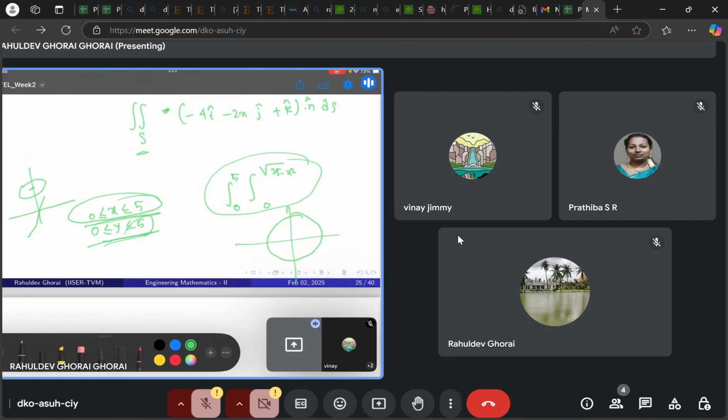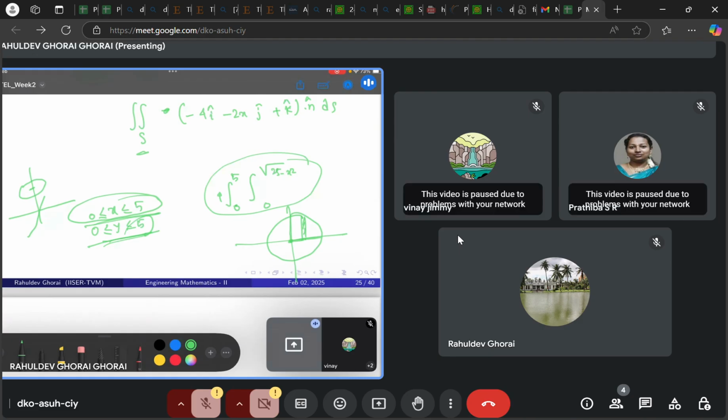Right? So you have it like this: x you vary from 0 to 5, and y you vary from 0 to square root of 25 minus x square. And if you do it 4 times, the total will be the circle area, and you can cover that whole domain. You understand what I'm telling?